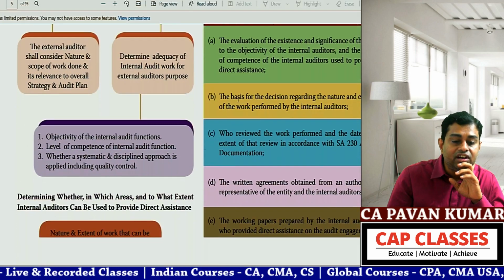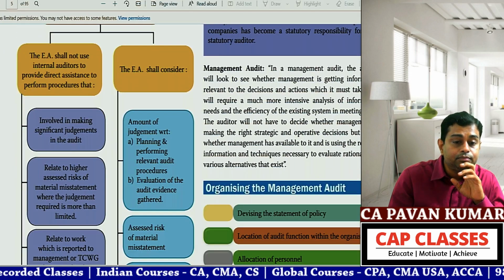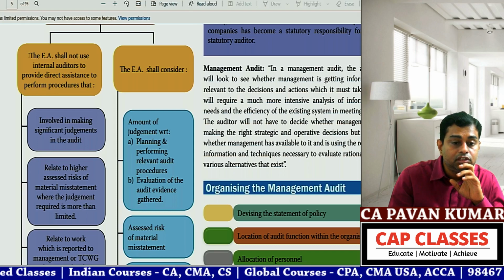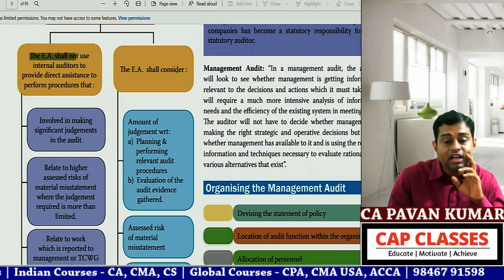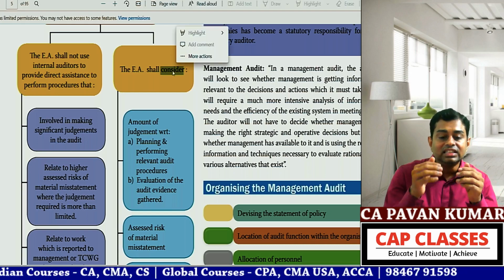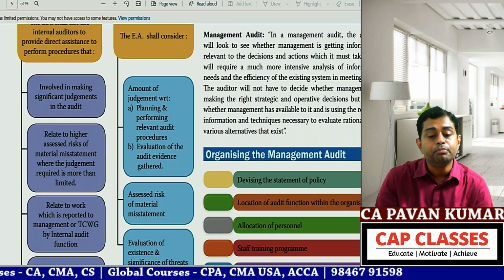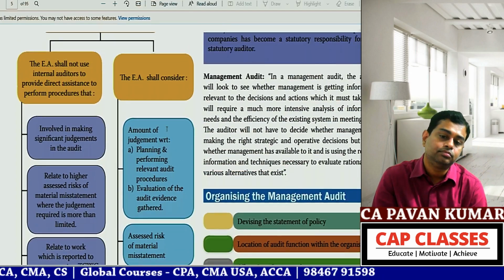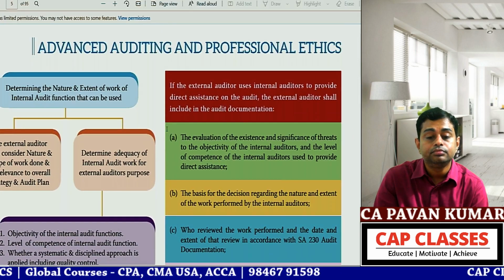What is the keyword here? Shall not, prohibited. What is the keyword here? Consider. That means consider these following points, 1, 2, 3 boxes, before you ask them to do some work. Okay, now let us see what documentation you need to do.